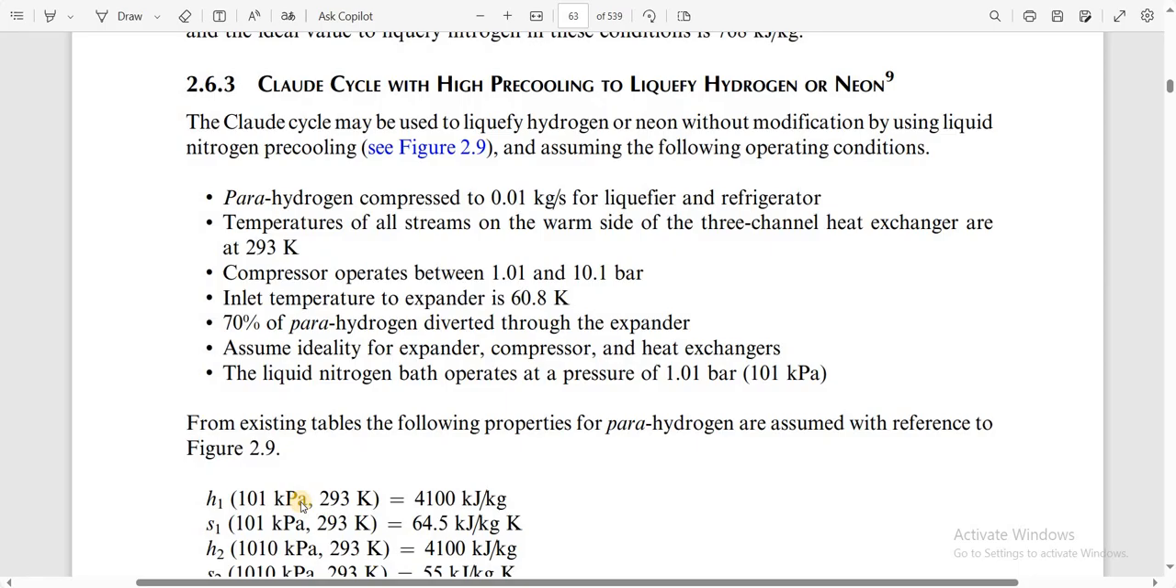The temperature of all streams on the one side of the 3-channel heat exchangers is 293 Kelvin. The compressor operates between 1.01 and 10.1 bar. The initial temperature to the expander is 60.8 Kelvin. 70% of the para hydrogen is diverted through the expander. Assume ideality for the expander, compressor and heat exchanger. The liquid nitrogen bath operates at a pressure of 1.01 bar.